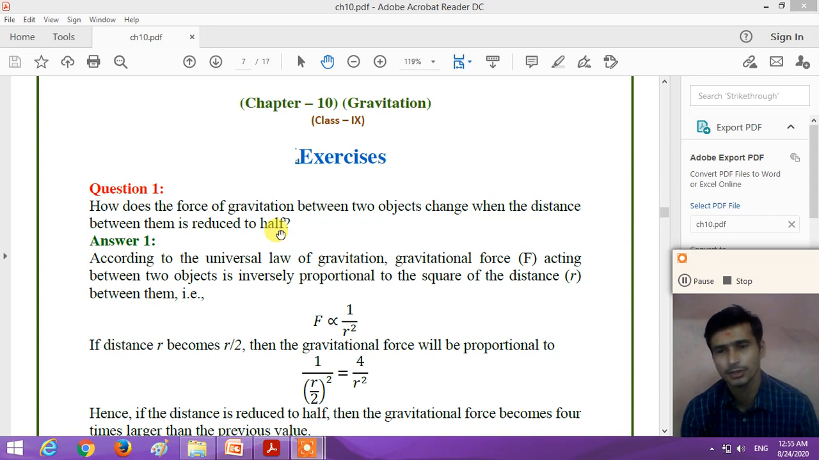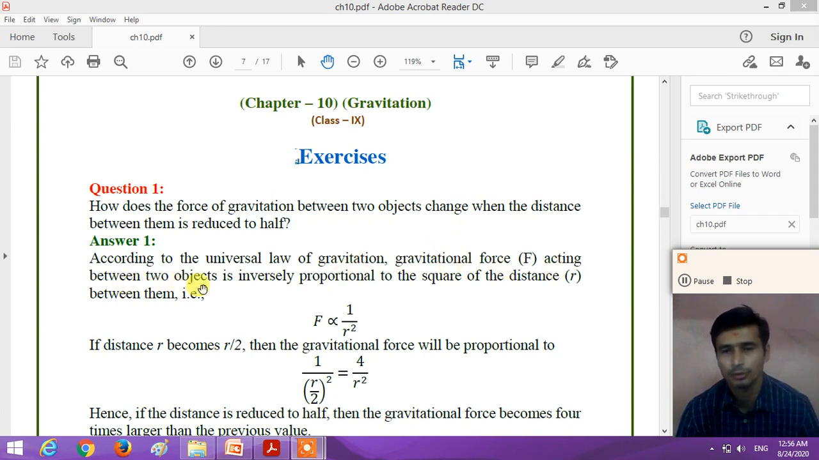So here, dear student, we know that according to Newton's universal law of gravitation, the gravitational force between two objects is directly proportional to the product of their masses and inversely proportional to the square of the distance between them, right? So according to this law, if the distance between the two objects increases, the gravitational force decreases, and if the distance decreases, the gravitational force increases.